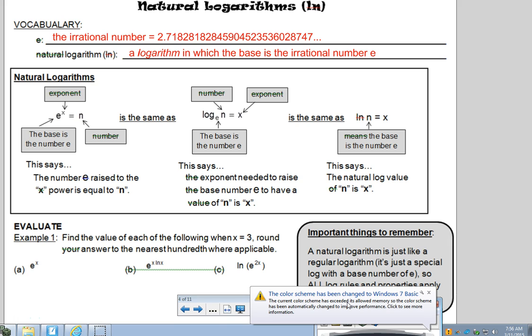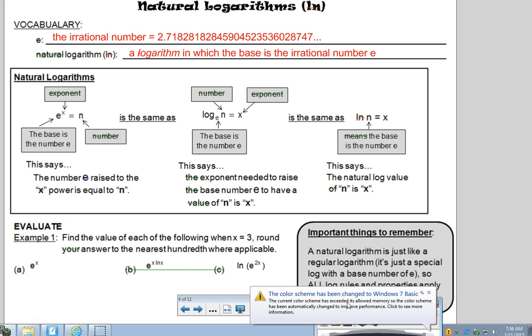And when we use a logarithm and we have a base of e, most logarithms, you know, the regular base is 10, although you can have different bases. Your default base is 10. A natural logarithm, the base is e. So a natural logarithm is a logarithm in which the base is the irrational number e.